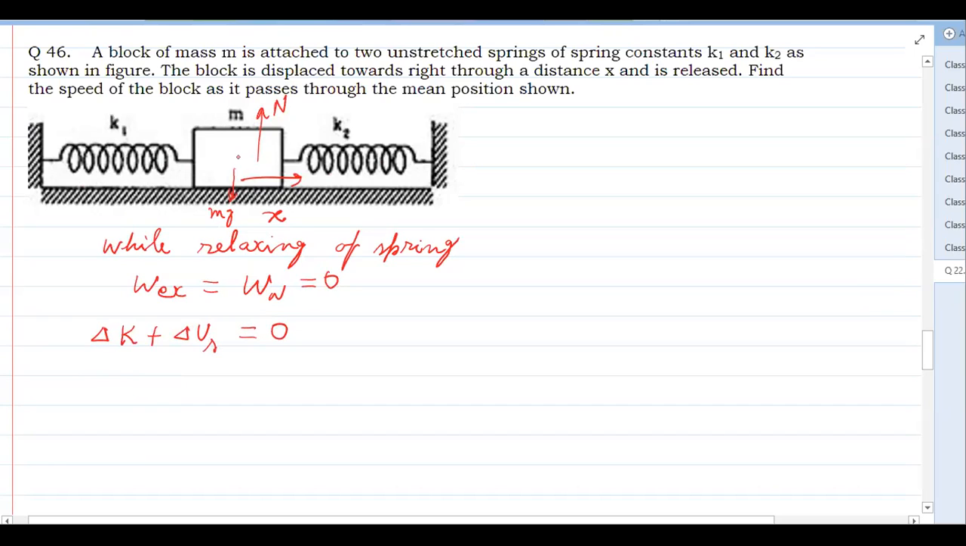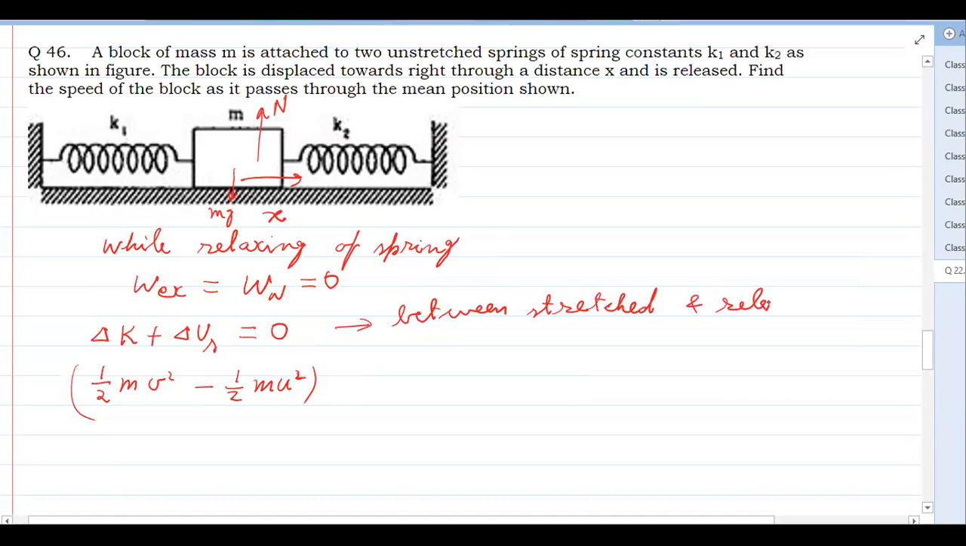So the change of kinetic energy. The object was displaced and then released, so when it was released, the initial velocity will be 0, and finally, suppose V. So we are writing this expression between which points? Between the stretched position, displaced from the mean position, and the relaxed position.